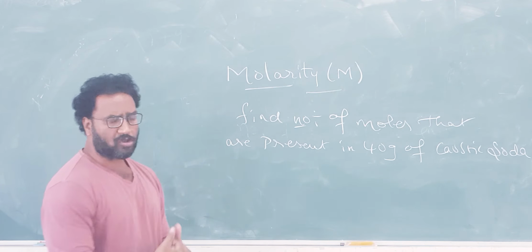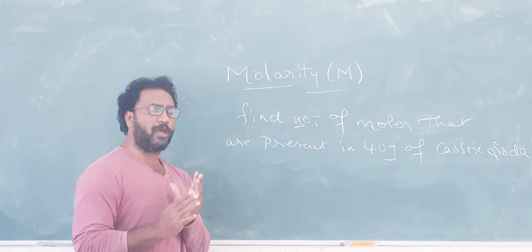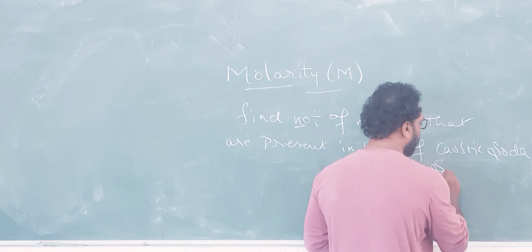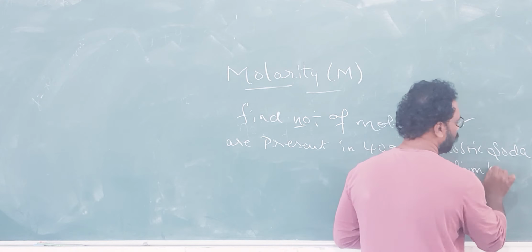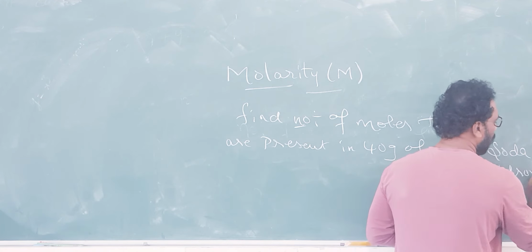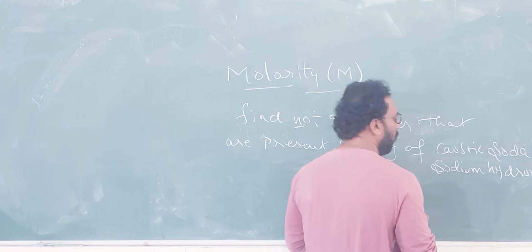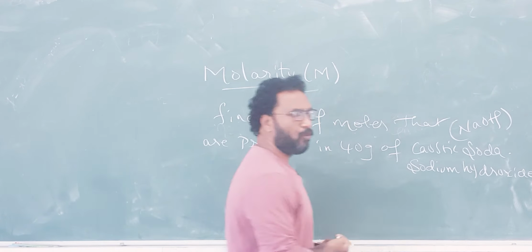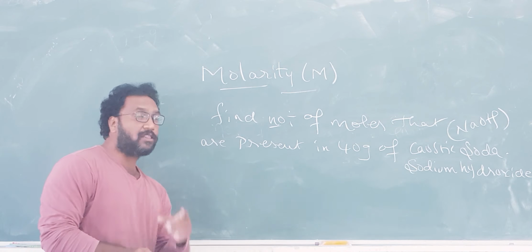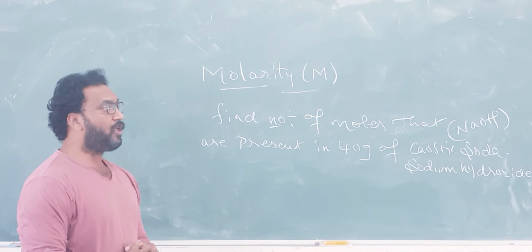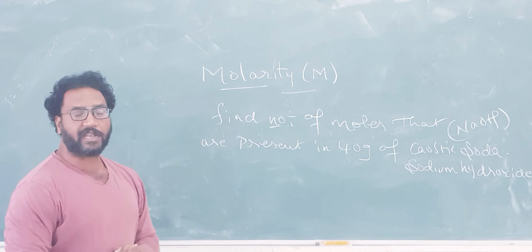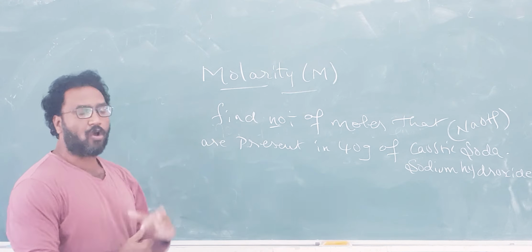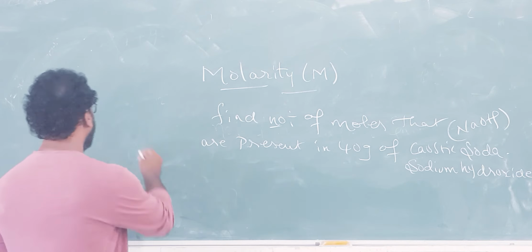So you should know what is caustic soda. Usually we call sodium hydroxide caustic soda. So here I am writing sodium hydroxide. Another name of sodium hydroxide is nothing but caustic soda. The formula for this is NaOH. After calculating the molecular mass of sodium hydroxide, we can get the number of moles present in 40 grams of caustic soda.